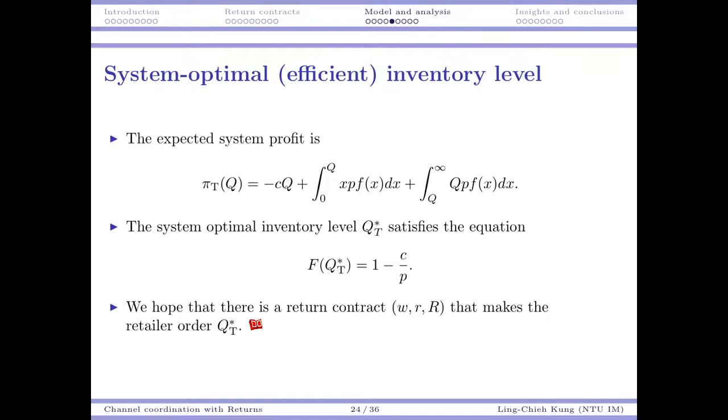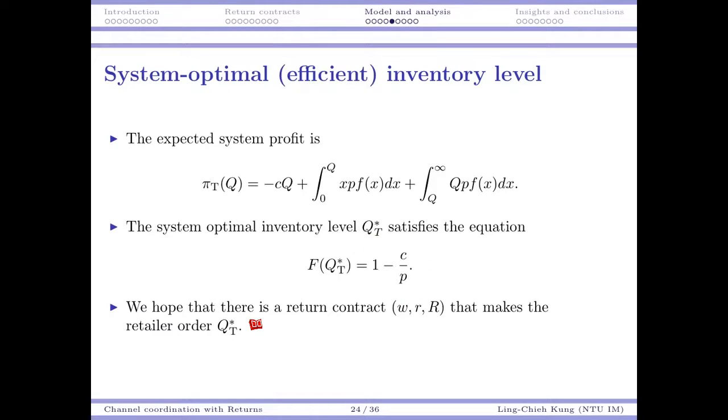So now it's time to try to solve this problem. Again, we start with the benchmark, which is just the system optimal inventory level. As you are already familiar with that, the system optimal inventory level is just this guy, okay? If QT star is the optimal inventory level, it will satisfy this equation, this newsvendor equation. This is based on the demand function, and the right hand side is just the critical ratio.